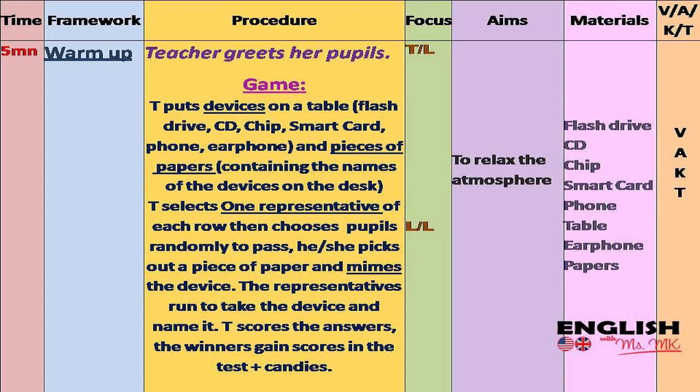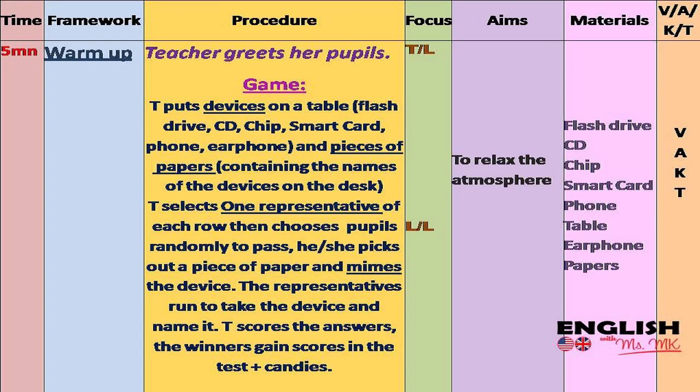So here, as you may see, we have 7 columns. We have time. I should have mentioned this before I started. We have time, in which you give the time of each part and of each activity you do in class. We have the framework, which represents the steps of the lesson plan. We have the procedure. What are you going to do? Everything you do, you or your pupils, is going to be mentioned in this column.